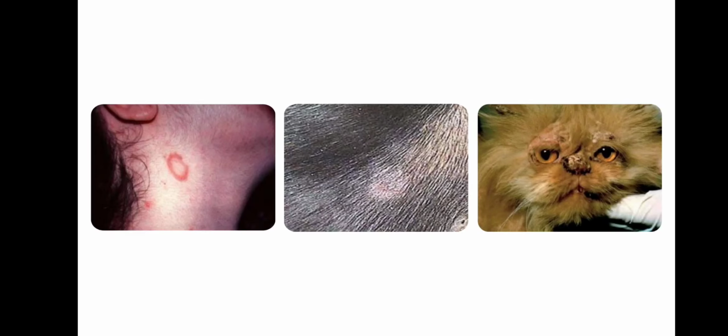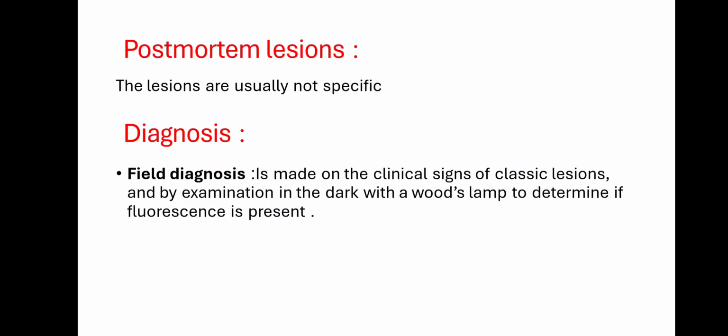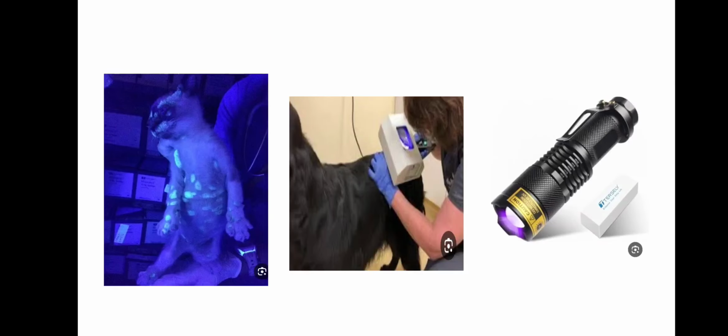The lesion in different animals: on the right and the center is the cat, and the picture on the left is the lesion in the human. Post-mortem lesions are not specific. Diagnosis is by clinical signs and use of Wood's lamp to detect the lesions. The lesions appear with a fluorescent color.